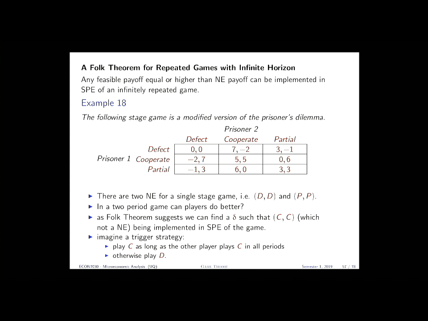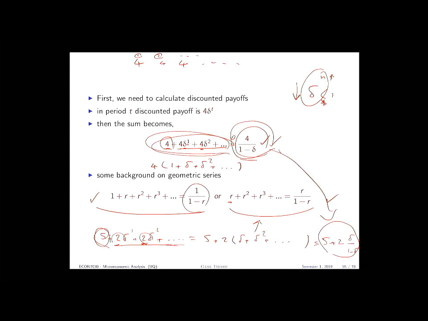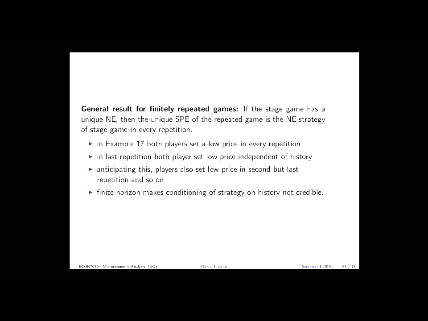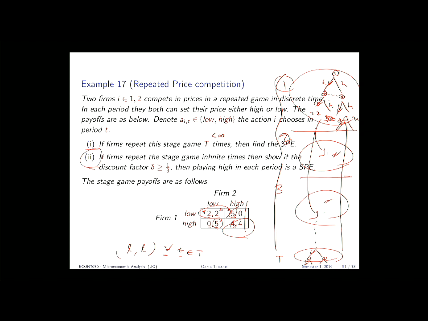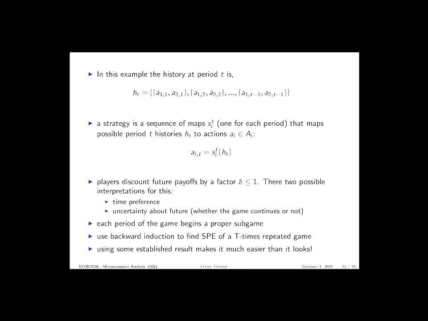Okay? So before I start doing anything here, once I found that there is a unique NE, and I saw that there is a higher payoff for both players compared to the NE, I knew that there will be a trigger strategy that I can support this new strategy as the SPE of the infinite horizon game.